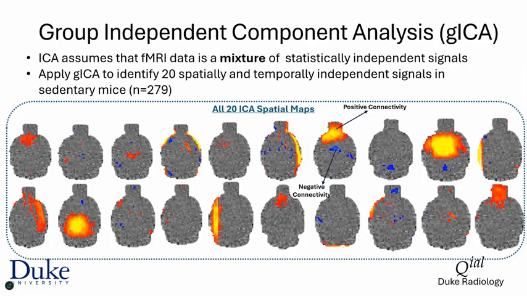We feed all of our pre-processed images into a tool called FSL. The first part of our analysis is group-independent component analysis. This means that we represent our fMRI data as a mixture of several statistically independent signals. Group ICA assumes that we can take this data and separate it into 20 spatial maps and temporal maps. On the screen, I have 20 example spatial maps that we actually generated, and you can see a positive and a negative correlation in specific regions.